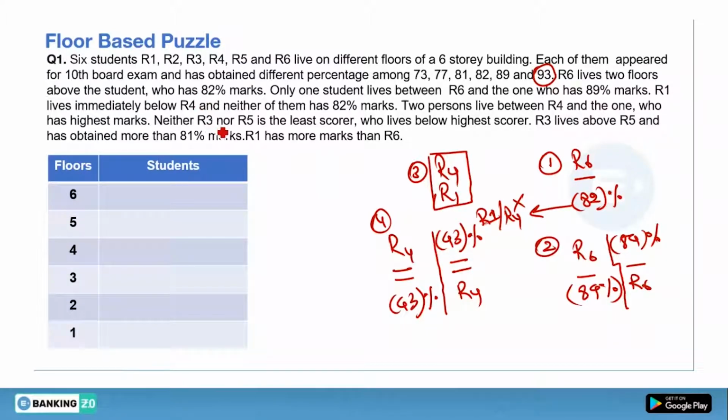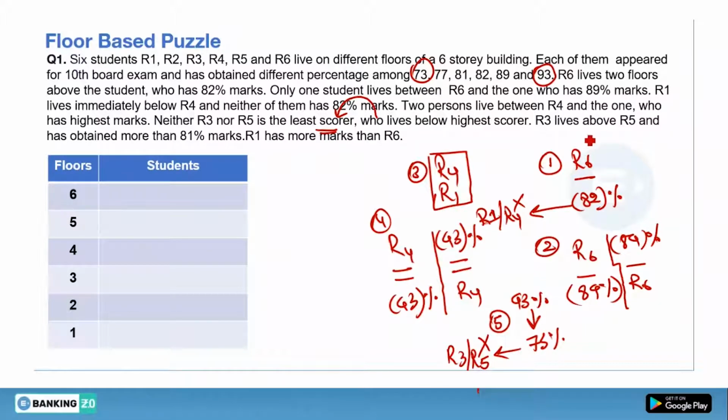Neither R3 nor R5 is the least scorer, who lives below the highest scorer. So this belongs to the person who has secured the least mark. The least mark is 73, and below 93% there should be the least scorer, that is the one who has secured 73% mark. This is our fifth hint. So for 73%, R3 and R5 are blocked.